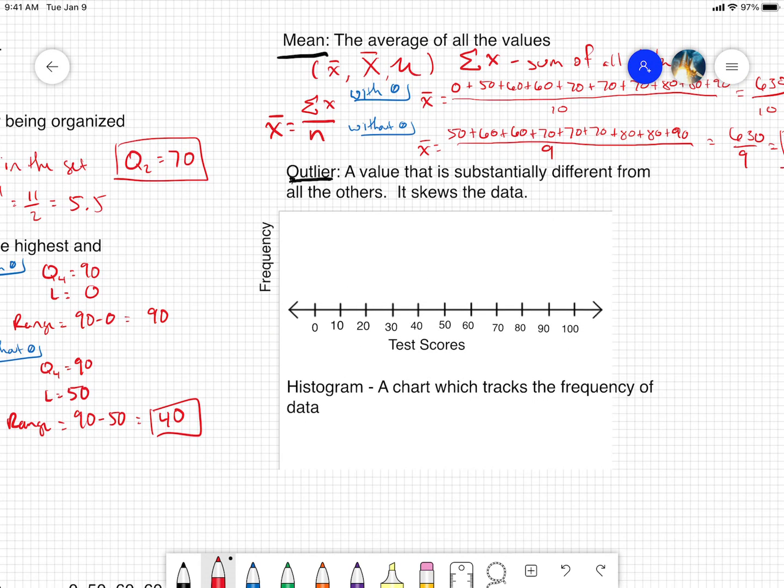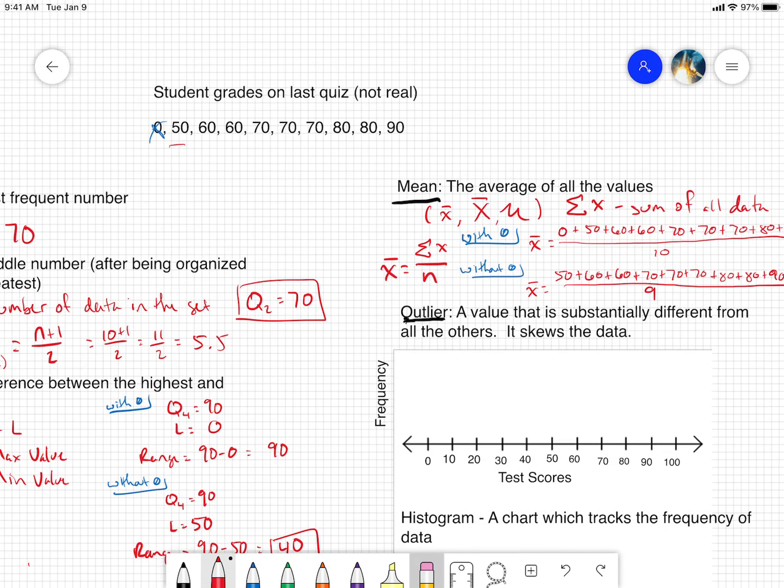So, just to point out more clearly how an outlier affects the data and what we mean by skew, we're going to look at this data in what's called a histogram or a frequency chart. They're basically the same thing. There are some subtle differences, but essentially they're the same. The frequency is just how many times the data occurs in a set. So we're going to look at a chart which tracks the frequency of data. I'm going to look at my table of values and mark them on my frequency chart.